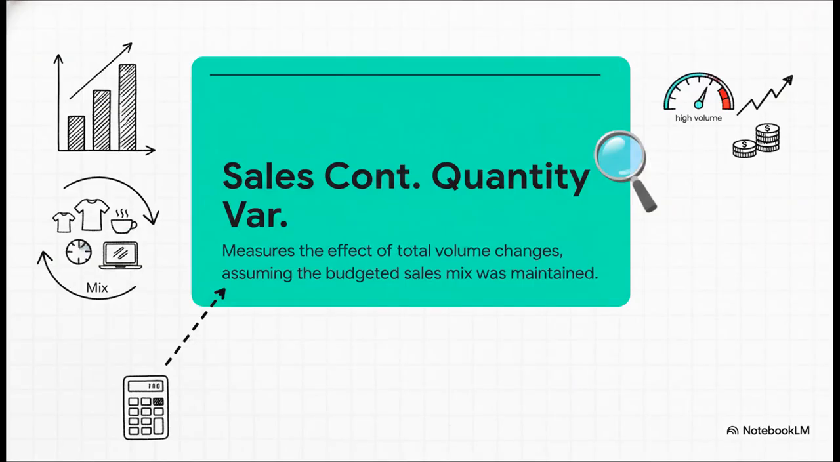The quantity variance, then, just strips out that whole mix effect. It tells us what would have happened to our contribution if we had sold our products in the perfect budgeted mix, but we just sold a different total number of units. It purely measures the impact of overall sales volume.